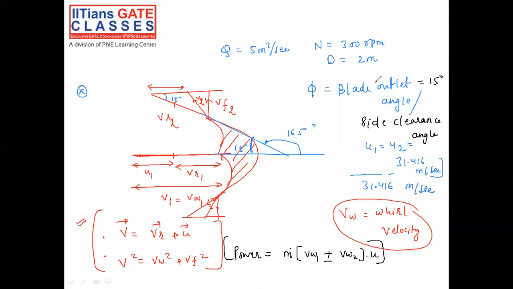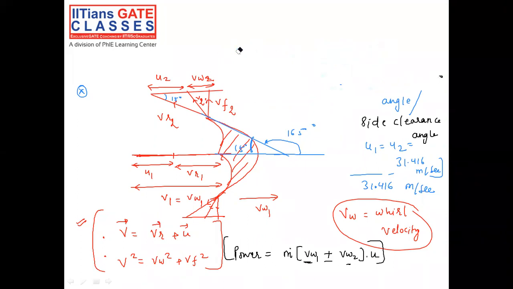Now what we have to do, we have each and everything. Whether plus or minus will come depends upon the sign of V omega 1 and V omega 2. What is the sign? Now, V omega 1 is in this direction. This is U2 and this is V omega 2. Let's assume the outlet velocity triangle is something like this.